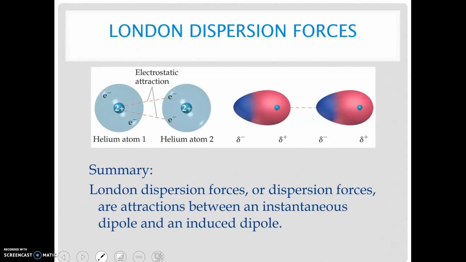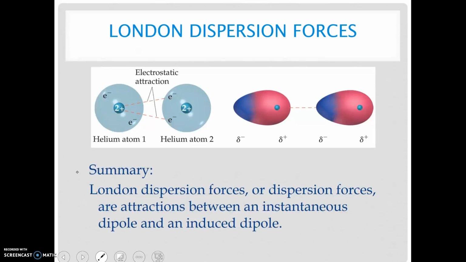So there we go. London dispersion forces are attractions between an instantaneous dipole and an induced dipole. The induced dipole would be here. The instantaneous one would then be here, because now this one is also forced to become attracted to this guy just kind of randomly. When we say instantaneous, it just happens. It's not permanent. That's why London dispersion forces are so weak.